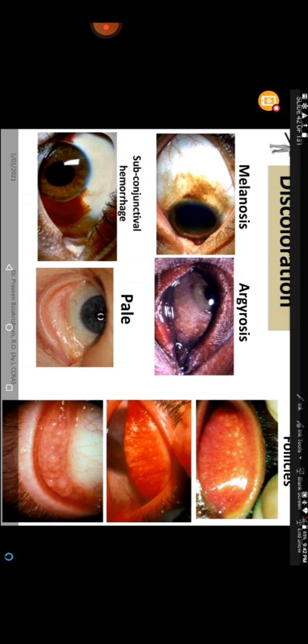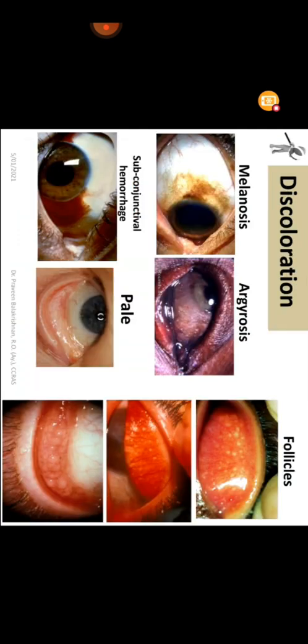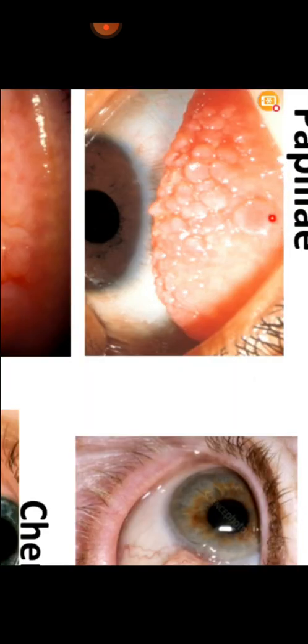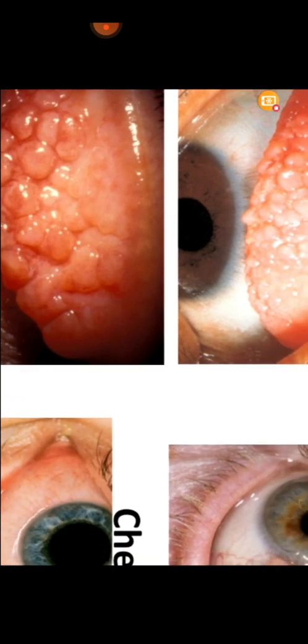So these follicles also should be able to identify. Now we can see papillae, which is here. We can see the difference between papillae and follicles. Follicles are actually like grains, while papillae are flat-topped elevated areas. You can see the flat-topped elevated areas. So you should see whether there are papillae or not.